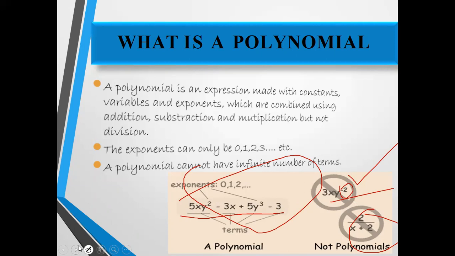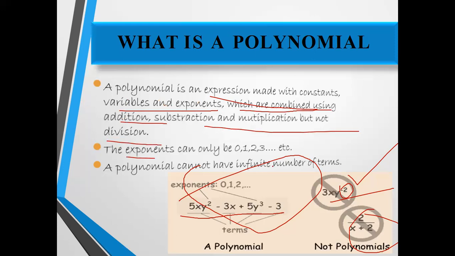Then we can say a polynomial is an expression made with constants, variables and exponents which are combined using addition, subtraction and multiplication but not division. The exponent can only be 0, 1, 2, 3, etc. A polynomial cannot have an infinite number of terms. Okay.